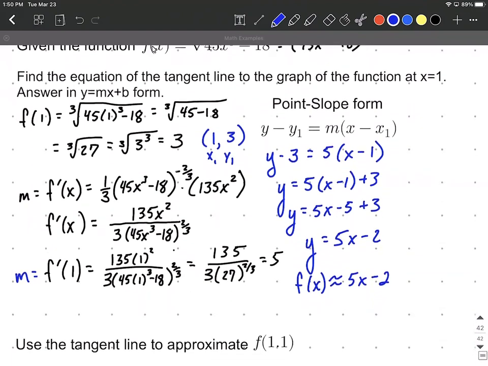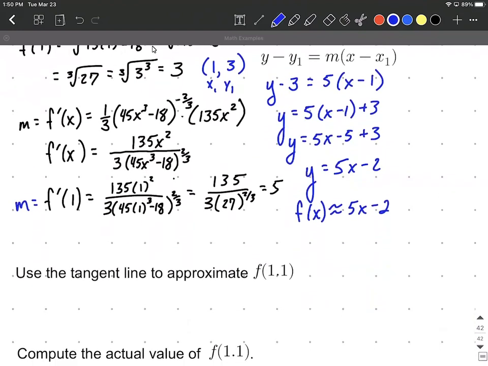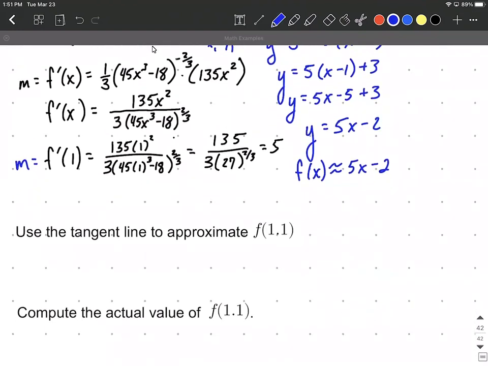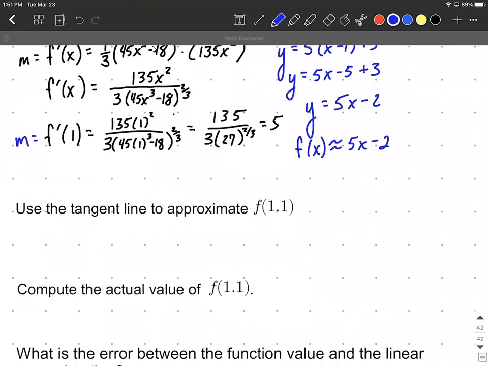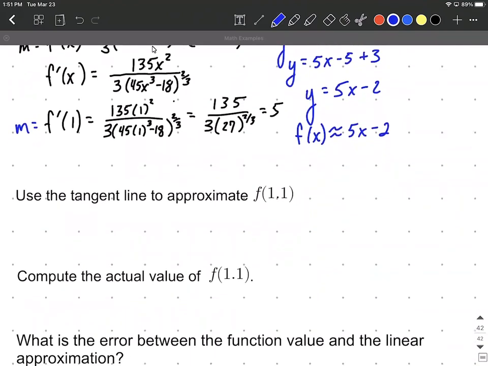Next, let's use this linear approximation to approximate f of 1.1. To do that, we plug in 1.1 into the approximation that we just found. So f of 1.1 is going to be 5 times 1.1 minus 2, or in our case, that'll be 5.5 minus 2, which works out to be 3.5.